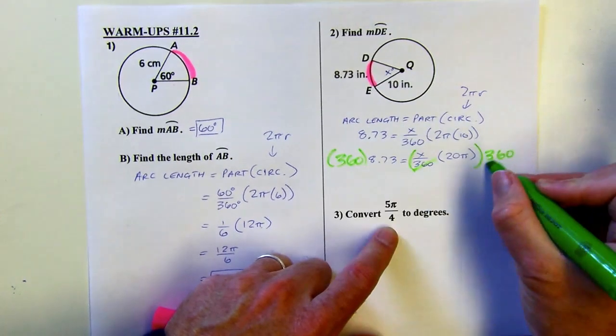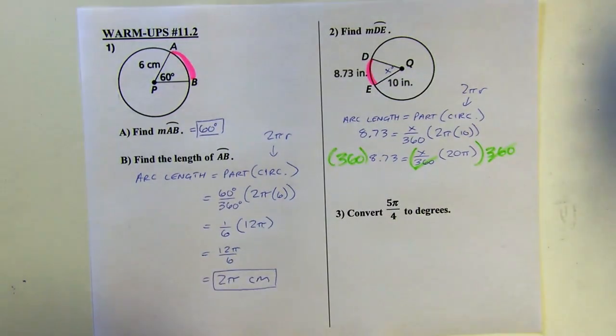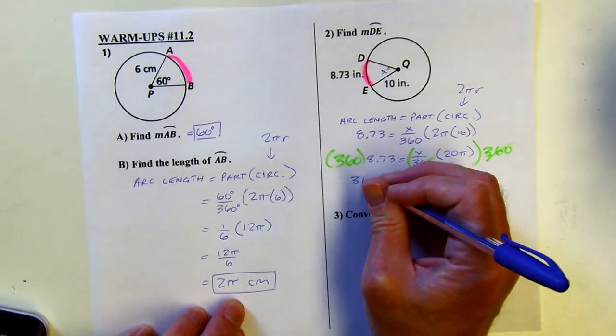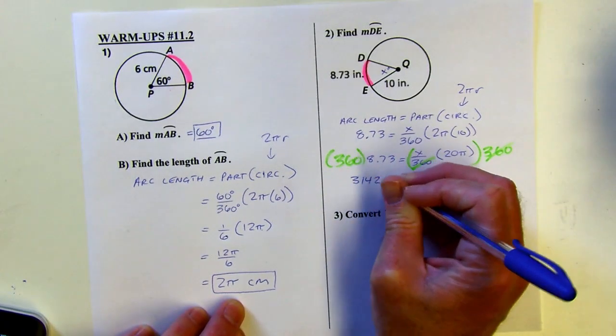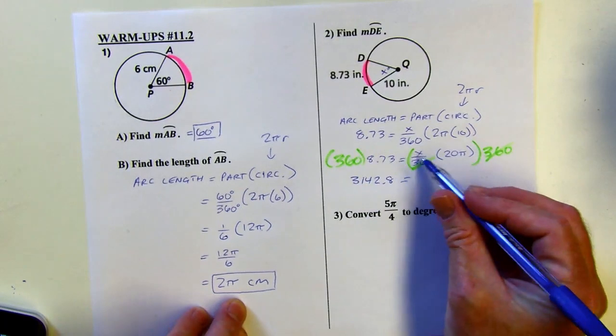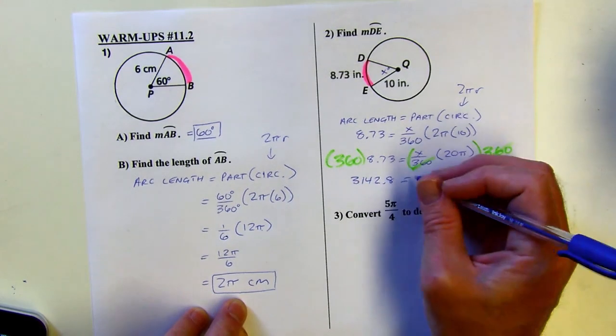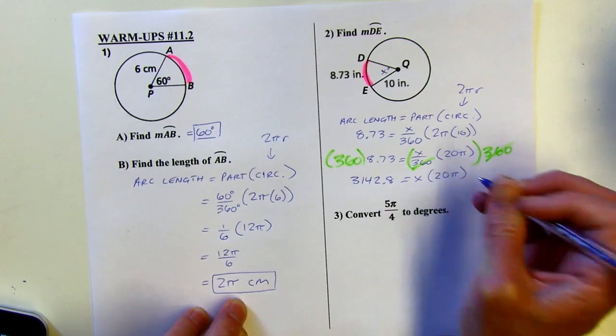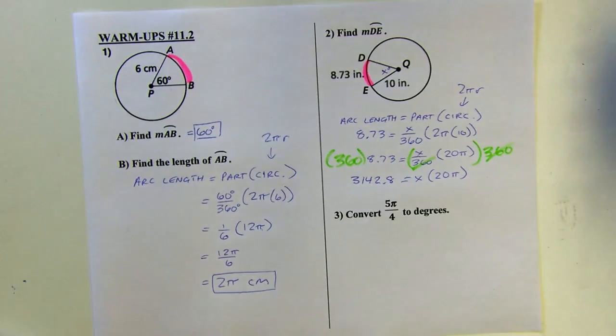Because then those just cancel out. Okay. So let's see, I'm going to need a calculator for that. 360 times 8.73 is going to come out to 3,142.8. And then this would be x times 20 pi. Okay, and then the last thing I want to do is divide both sides by 20 pi.